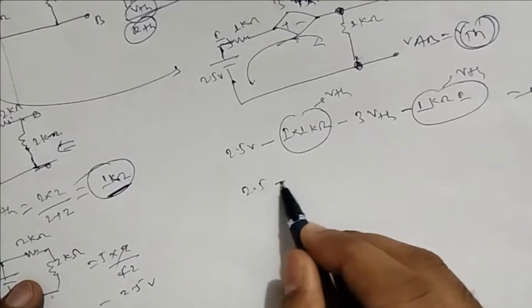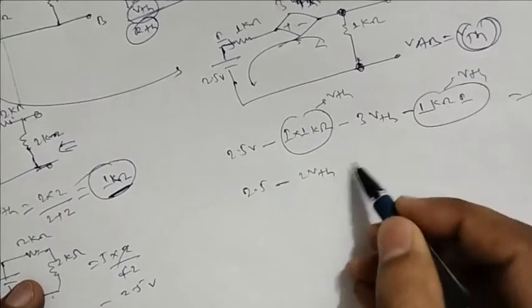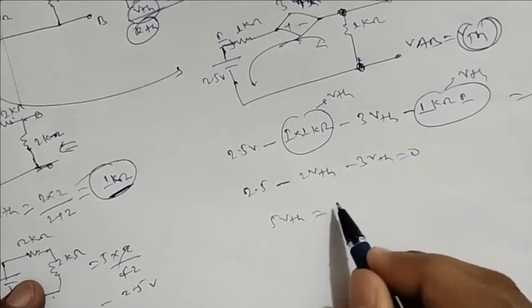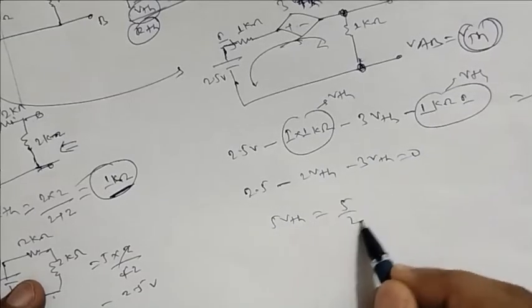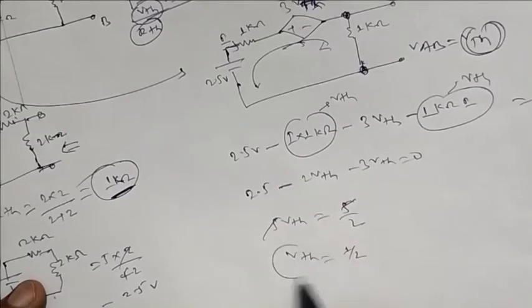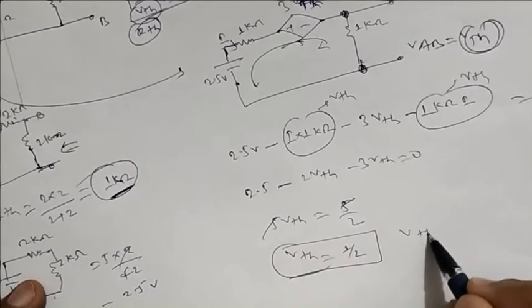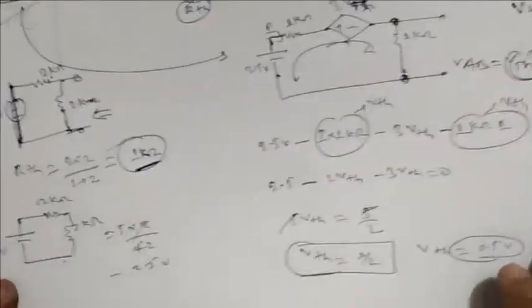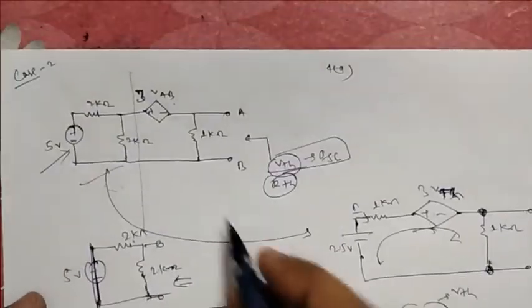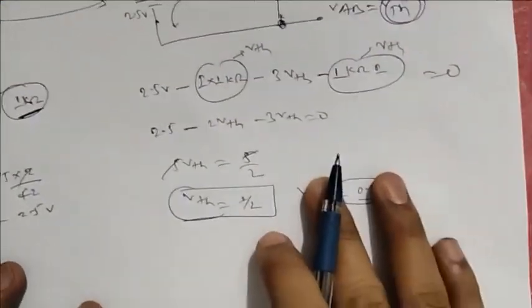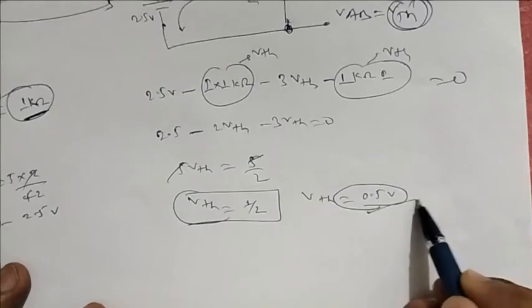Now 2.5 volt minus 2 VTH minus 3 VTH equal to 0. 5 VTH is equal to 2.5, or 5 by 2. VTH is equal to 1 by 2 volt, or VTH is equal to 0.5 volt. We got it. Now after solving such a tedious circuit, we got VThevenin.